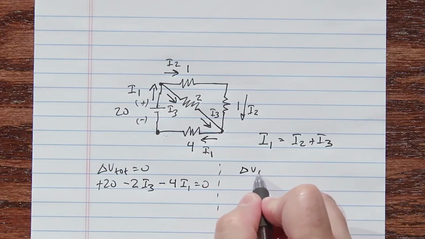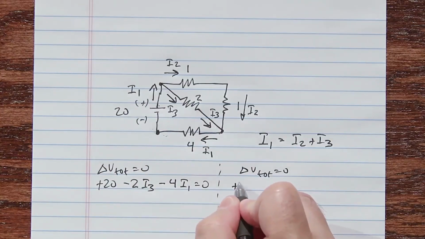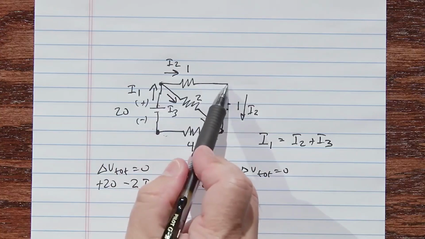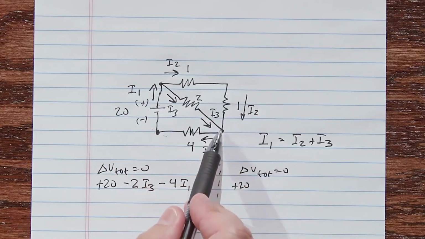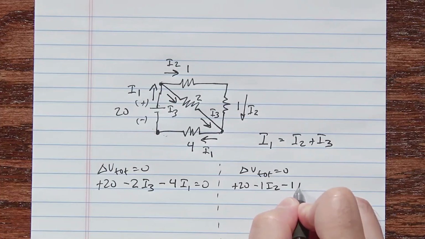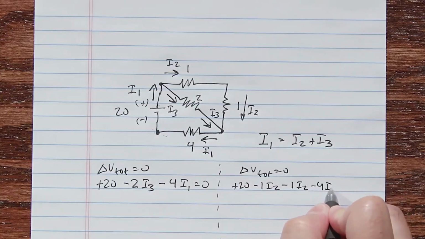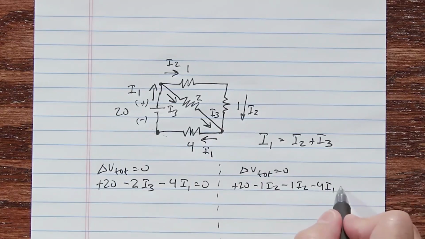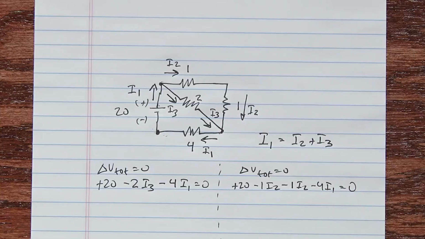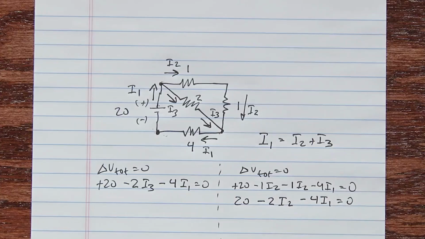And then I'll do it again. Delta V total is equal to 0 plus 20 minus 1I2, minus 1I2, minus 4I1, and I'm back to where I started, so that equals 0. Or let me simplify that a little bit. 20 minus 2I2 minus 4I1 is equal to 0.